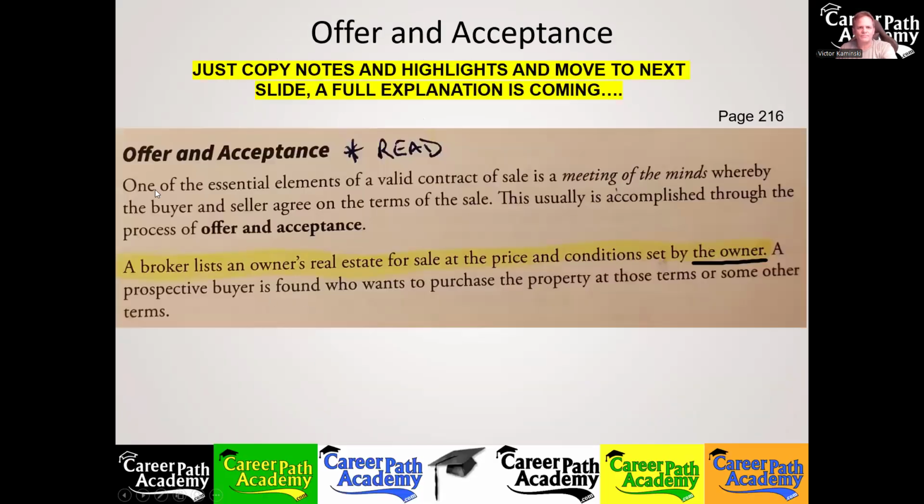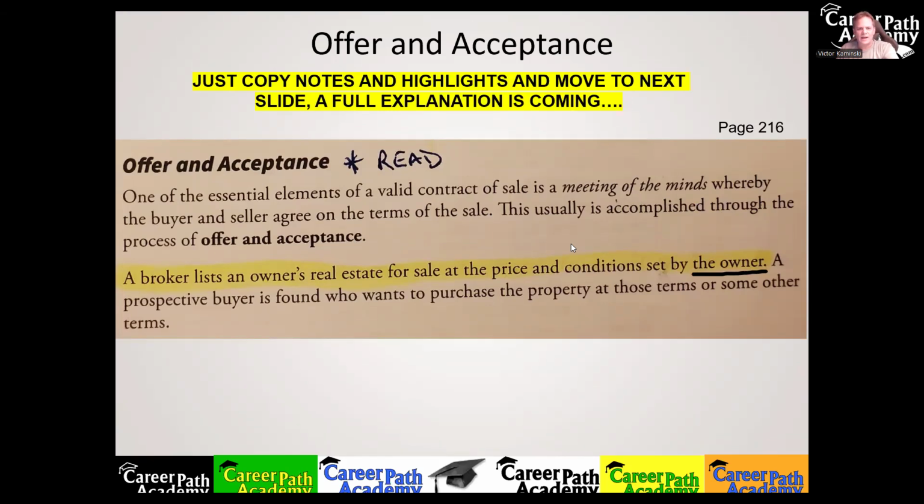Okay, so how does offer and acceptance work? Let's do this highlight here. A broker lists and owns a real estate for sale at a price and conditions that are set by the owner. So one of the essential elements of a valid sales contract is a meeting of the minds, whereby the buyer and seller agree on the terms of the sale. And this is usually accomplished through the process of offer and acceptance. And in the coming slides, we're going to be going over how that process actually works.